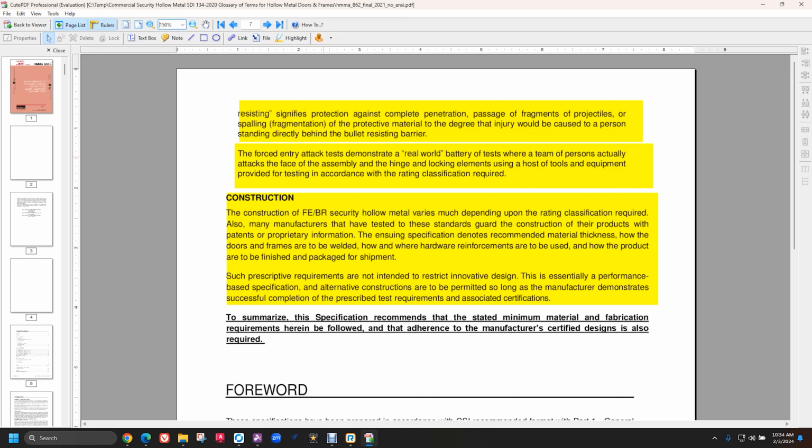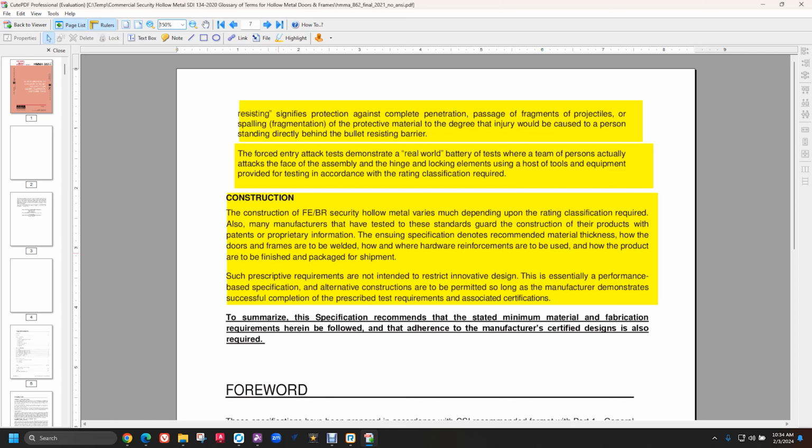The forced entry attack tests demonstrate a real-world battery of tests where a team of persons actually attacks the face of the assembly and the hinge and locking elements using a host of tools and equipment provided for testing in accordance with the rating classification required. And that's actually what's most interesting, at least to me. We'll go over that before we finish through here.